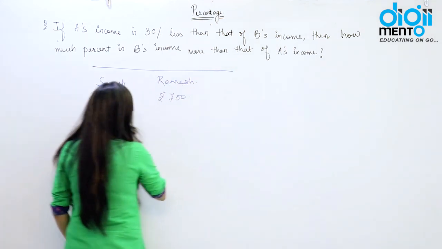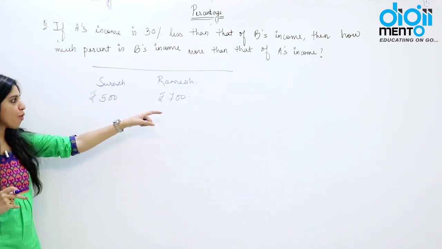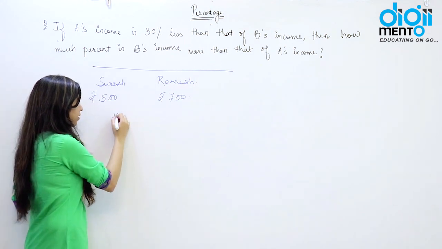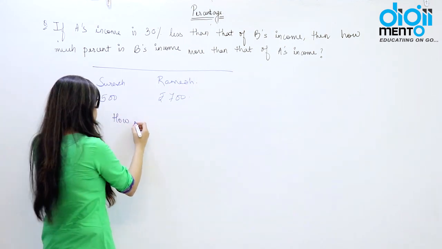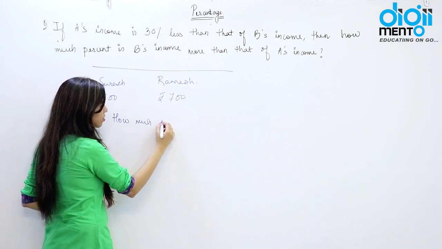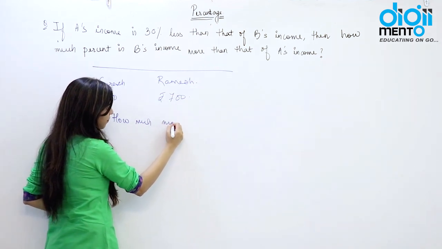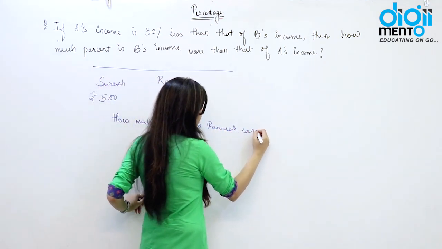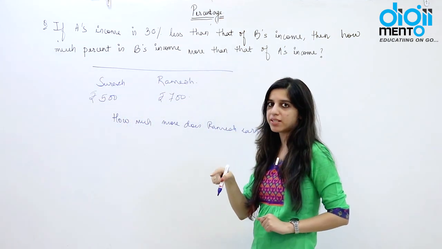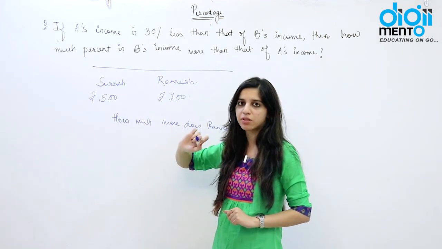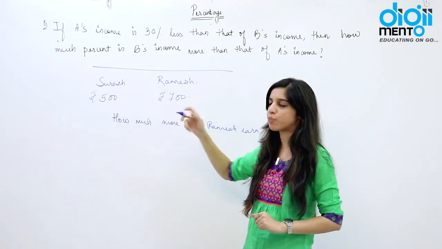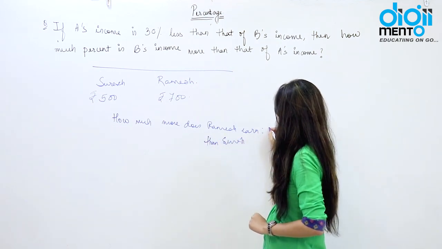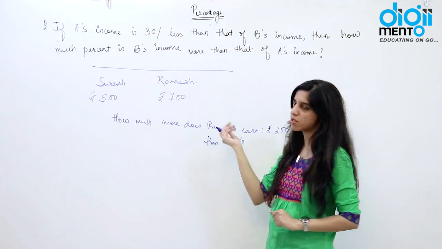So what do I say? I ask you how much more is Ramesh earning than Suresh. Listen to the question carefully. How much more does Ramesh earn? I have not talked about percentage, so you just answer me in absolute terms. How much more is he earning? He is earning rupees 200 more than Suresh, right? So he is earning 200 rupees more.